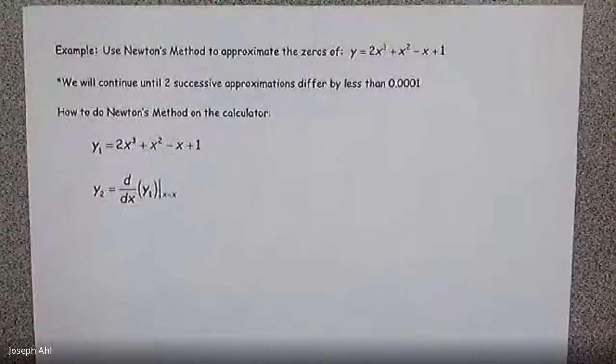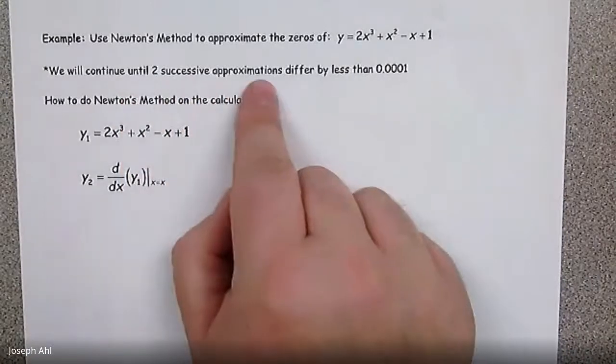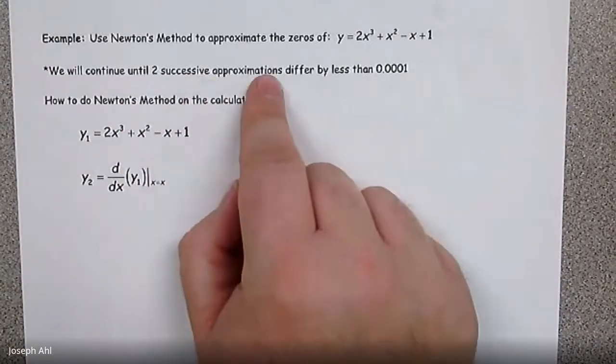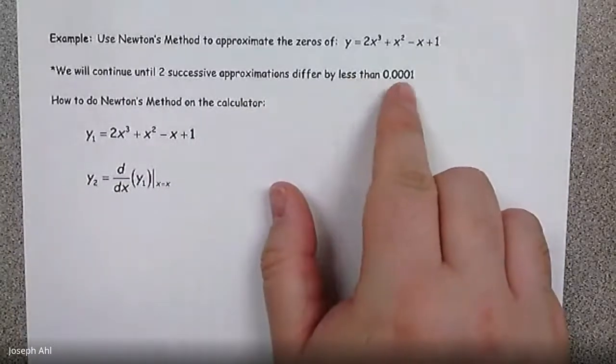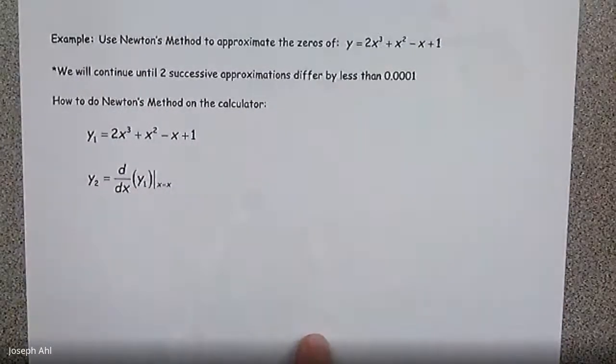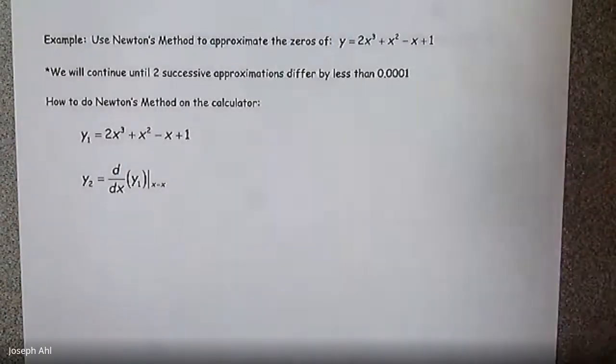Okay, let's see how we can use Newton's method in this next example to approximate the zeros of y equals 2x cubed plus x squared minus x plus 1. We're going to continue this process until 2 successive approximations, one after the other, differ by less than 0.0001. So we want our approximations to differ by less than 1/10,000th.